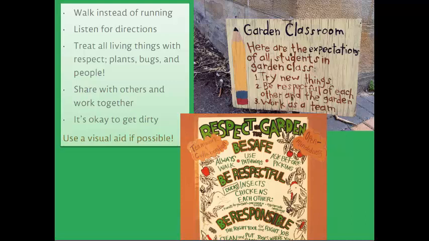Here are some examples of garden signage that lists some expectations that we've seen used across our schools. Walking instead of running, listening for directions, treating all living things with respect. That includes plants, bugs, and people. Sharing with others and working together. And that it's okay to get dirty, because lots of kids sometimes believe that if they're getting their clothes a little bit messy, that they're going to be in trouble, and they're not so used to it. So messy hands are a good thing. As always, having this as a visual aid that's out there at all times is really important.